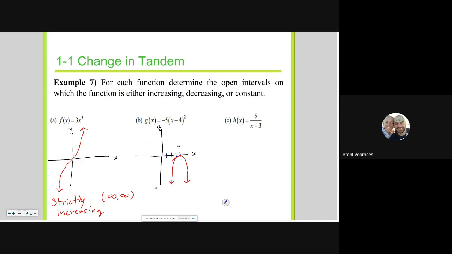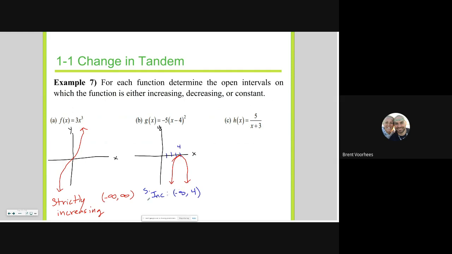It increases from negative infinity all the way to 4. Bracket or parentheses? On increasing, decreasing, does that matter? It does not matter. You can do whichever way you want, bracket or parentheses, because technically at that point it stays constant, so you can use either one. And it's strictly increasing, by the way, from there to there. And what's it doing from 4 on? It decreases.